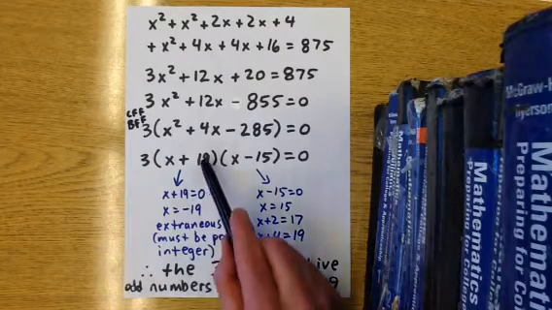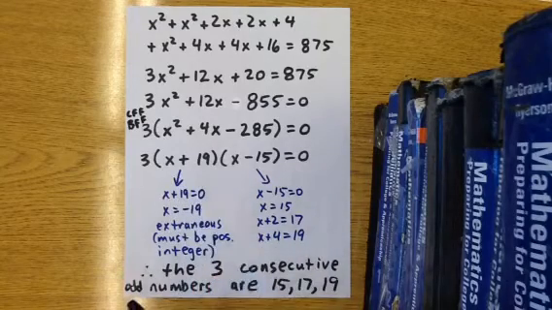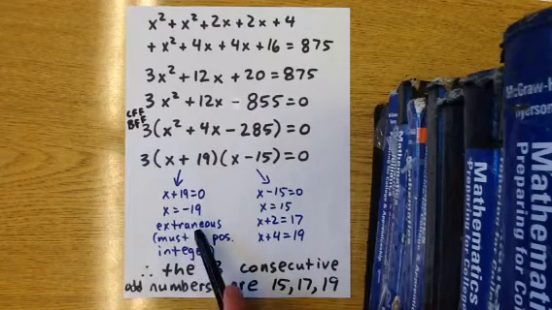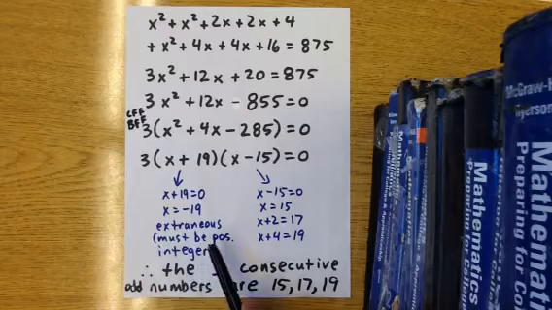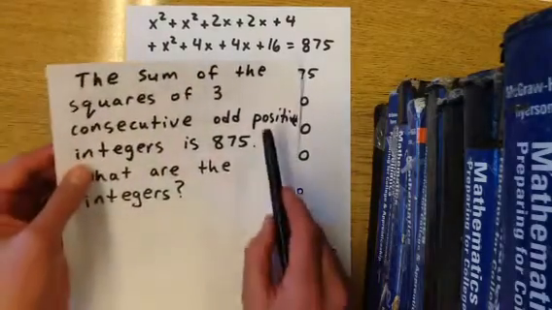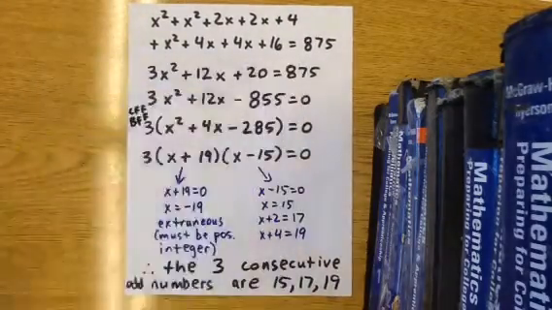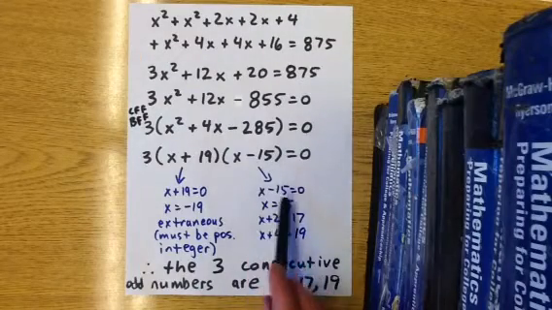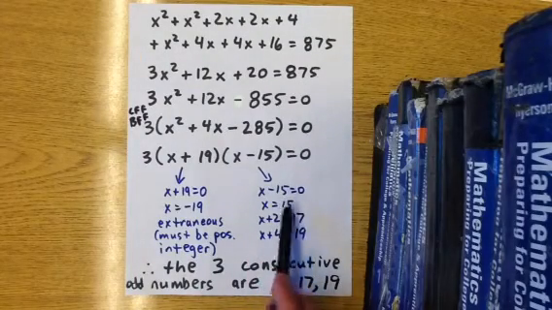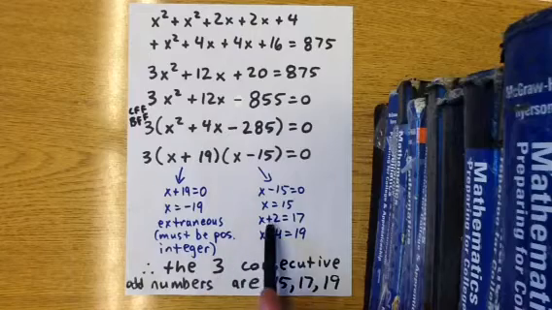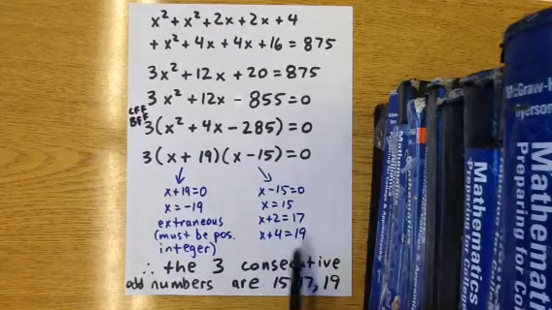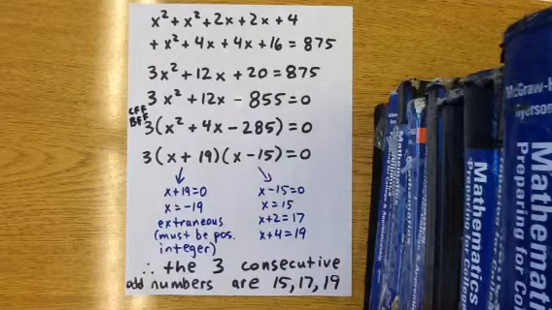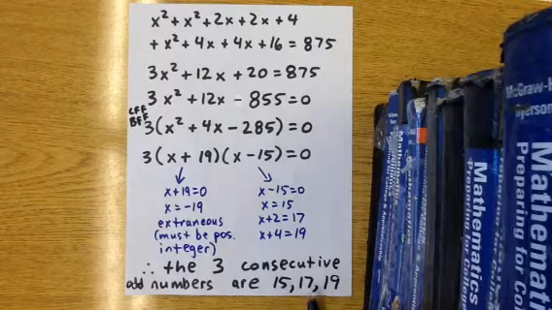Well, maybe this factor equals 0. If x plus 19 equals 0, then x is negative 19. Well, this is an extraneous root because the question says it has to be a positive integer. Okay? Or maybe x minus 15 equals 0. Well, if that's the case, then x is 15. x plus 2 is 17, and x plus 4 is 19. And we've got our three consecutive odd integers. So the three consecutive odd numbers are 15, 17, and 19.